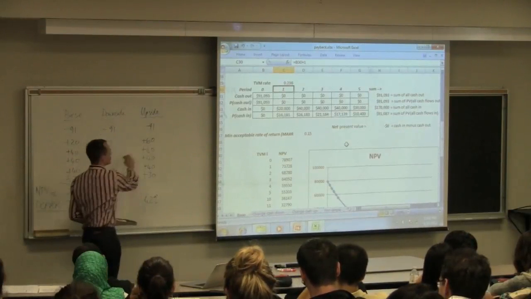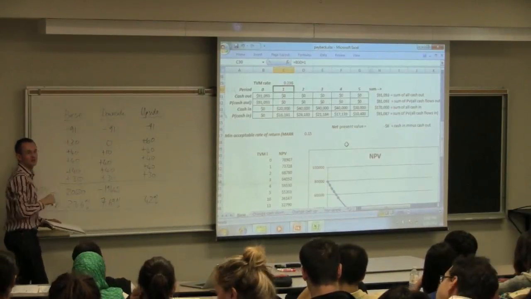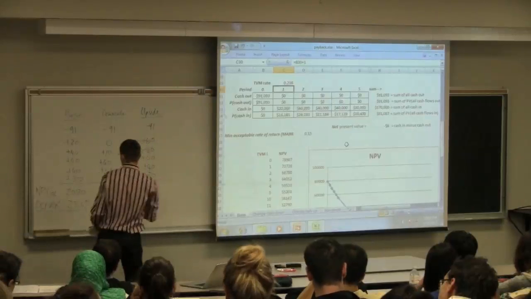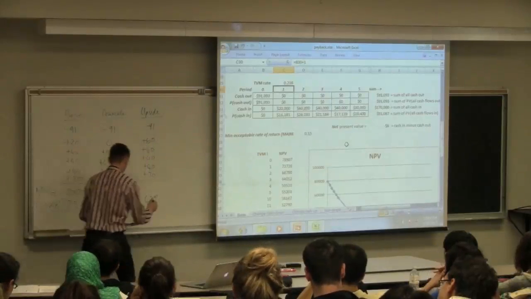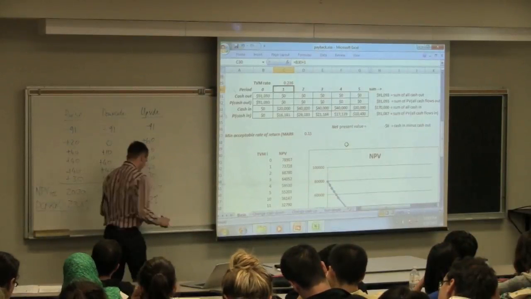You get this greater chunk of cash flow coming in than you did during your base case. All other numbers remain the same. So your NPV at 15% time value of money is $55,413.